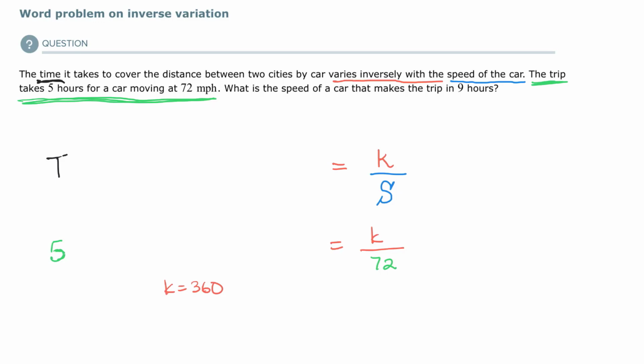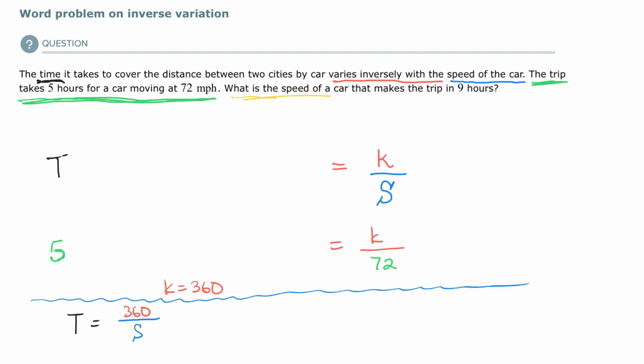Now, this is very, very important. Now we're going to rewrite our relationship. What do I mean rewrite our relationship? We want T to equal 360, which is the proportionality constant, and then put it over the speed of the car, since it varies inversely. Now we're ready to answer the third part of this 3-step story problem.